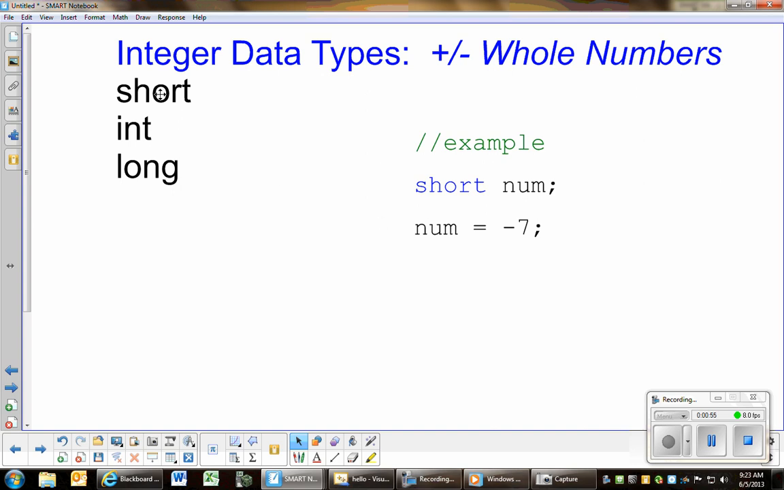What happens when you use one of these data types, see over here, short num, there is a location made in memory of enough to hold a data type short, and it's given the name num. Num is there for us so that we can access the variable. Here on the next line, num is stored the value of -7.